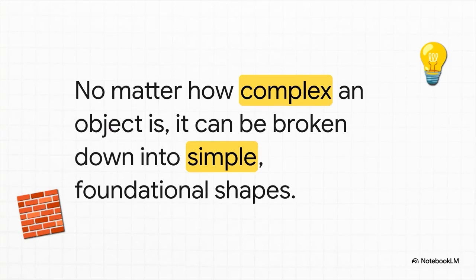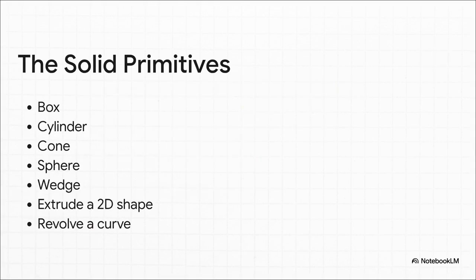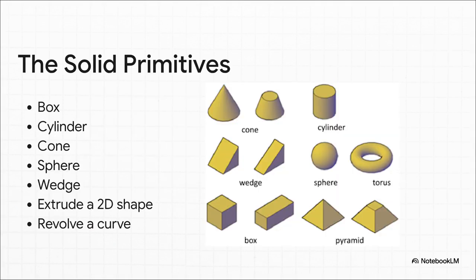I mean, look at a car, a coffee maker, a computer mouse. They seem incredibly complicated at first, right? But if you really look, if you squint a little, you'll see they are all just built from a handful of simple, foundational geometric shapes. And here they are, the absolute building blocks of 3D visualization. We call them solid primitives.